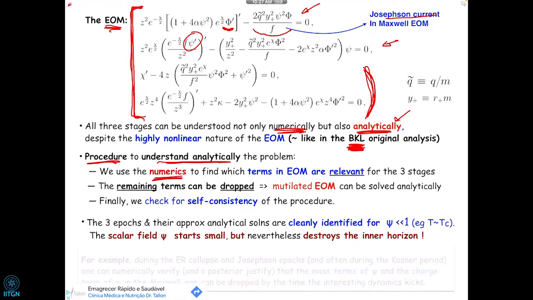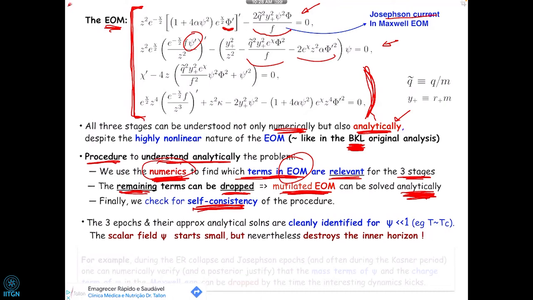Well, first of all, you will use the numerics to find which terms in the equations of motion are relevant for the three stages. So we will use the numerics to identify which of these terms, for example, this one, when can I neglect them and when I cannot neglect them. The terms that are relevant, I will keep. The terms that I can neglect, I will drop. And when I drop them, I have truncated or mutilated approximated equations of motion that have the advantage that I will be able to solve them analytically. At the end of the day, I will look at the analytical solutions, compare them with the numerical solutions of the full equations of motion, and check that the approximation is indeed good, so that the procedure is self-consistent.